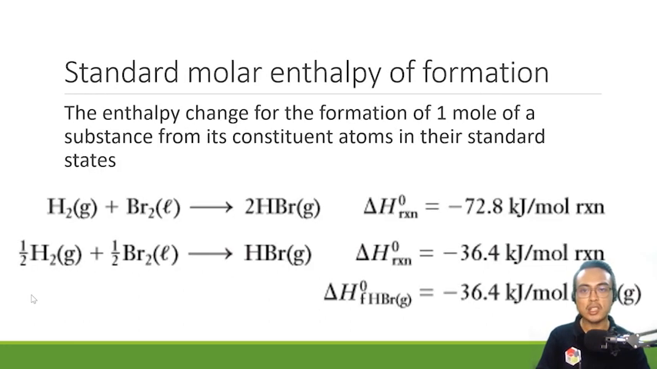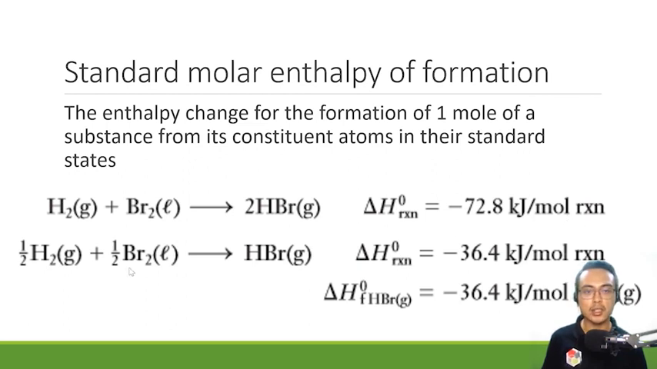Now let's discuss the standard molar enthalpy of formation. We define this as the enthalpy change for the formation of 1 mole of a substance from its constituent atoms in their standard states. Now that might be difficult to understand, so just take a look at these examples here. For the first example, we have hydrogen gas plus bromine liquid yields 2 HBr gas. Enthalpy of reaction is negative 72.8 kilojoules per mole.